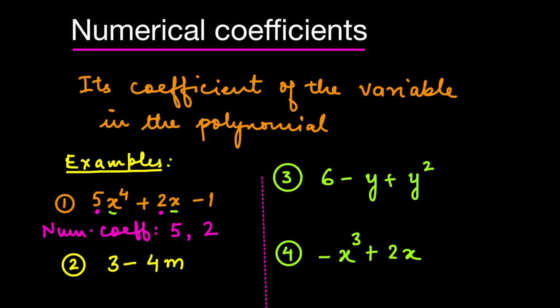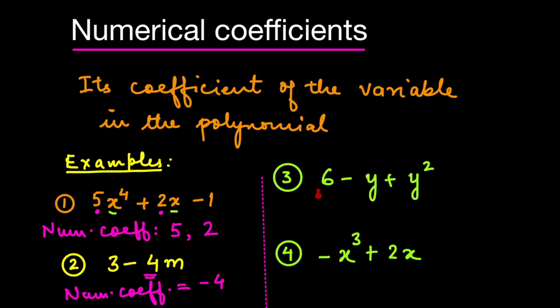Now in example 2, what is the variable? The variable is m. With m, what is the number which is written? We'll be taking the sign also with it. So in this we write the numerical coefficient equals minus 4. We will not take anything for the number which is not having the variable.